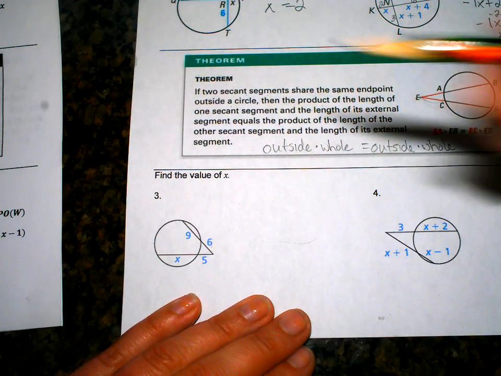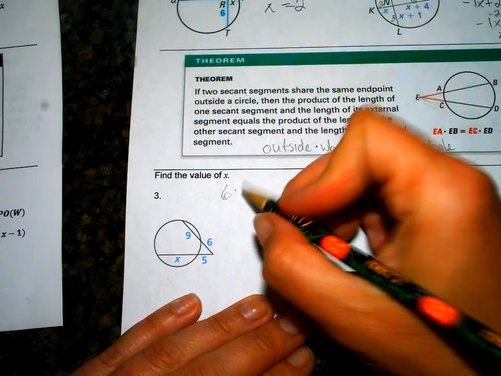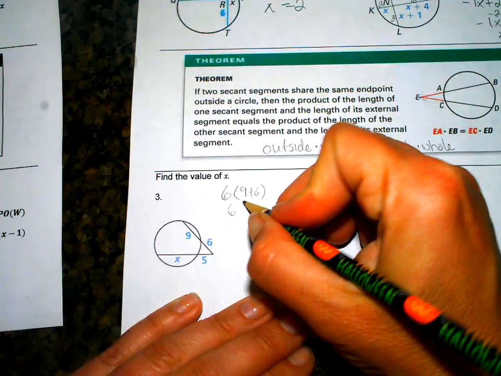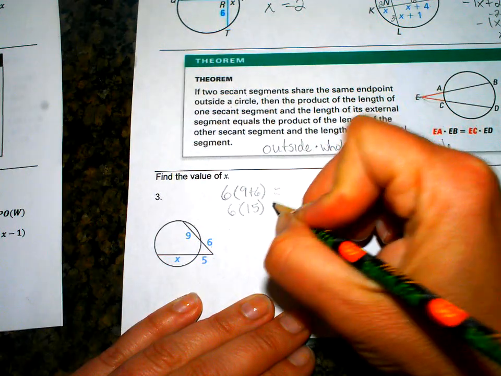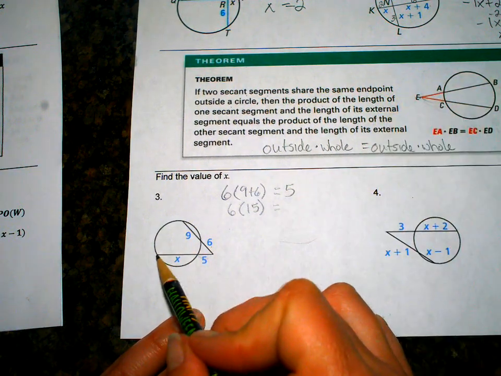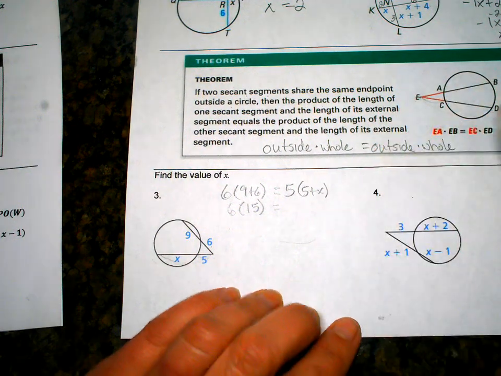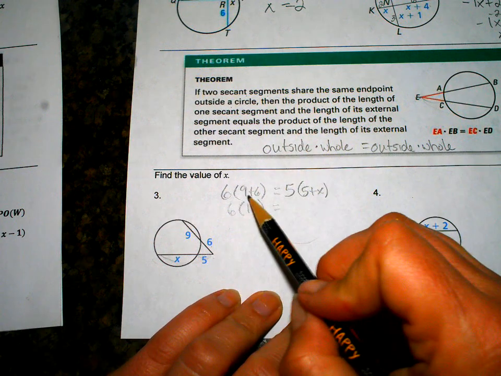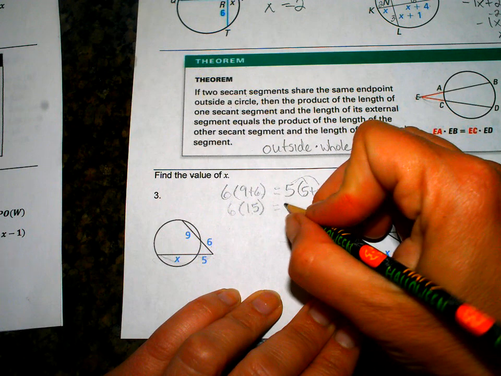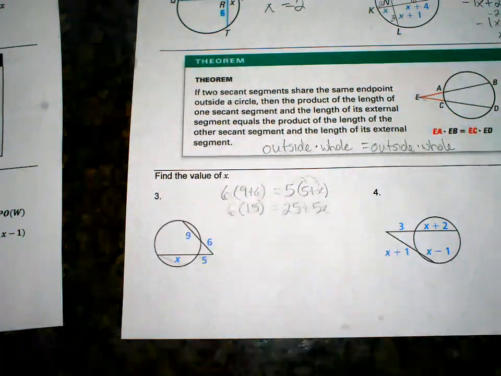6 times 9 plus 6. Do you want me to write it out? 6 times 15 equals the outside piece, 5, times the whole piece, 5 plus x. Okay? So 9 plus 6 is 15, and then I'm going to have to do distributive property on this one. 25 plus 5x. Okay? Yes, I got 10 points.